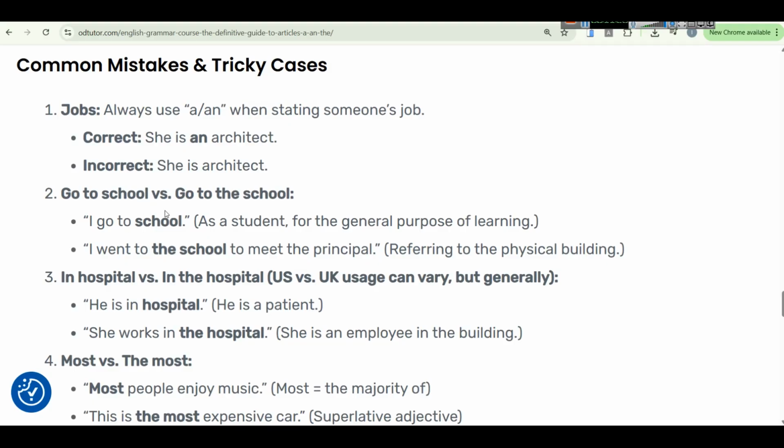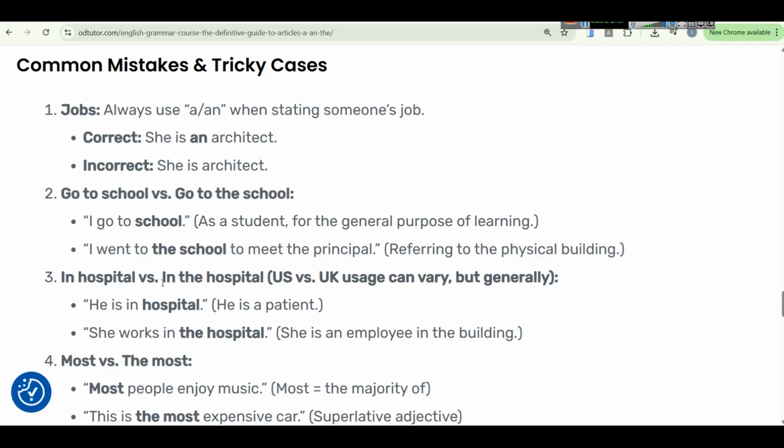Second is go to school versus go to the school. I go to school as a student for the general purpose of learning. I went to the school to meet the principal. So here we are referring to the physical building. I go to school is something we are talking about in general. But I went to the school to meet the principal means we are talking about a particular school.